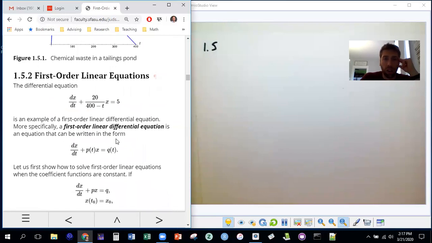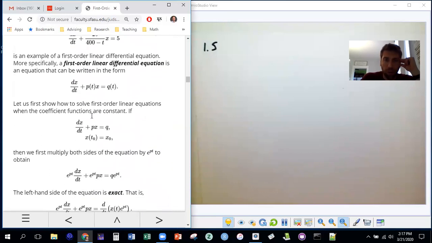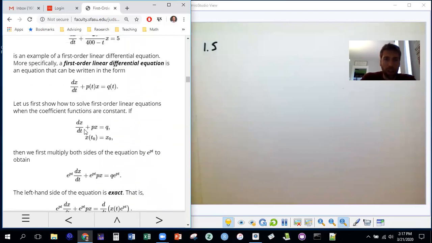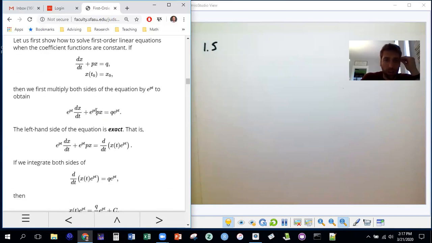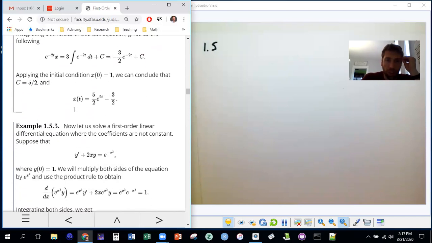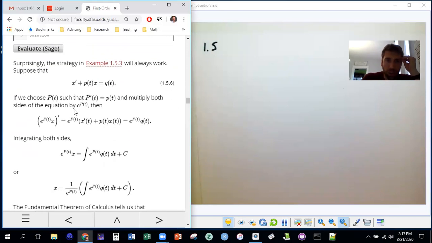Okay, now here, 1.5.2, they handled the situation where instead of a function of t and a function of t, they were constant. And so if they're constant, you can multiply both sides by this term, which again, we'll figure out why that term is there in a second. And then here's example 5.2, example 5.3. They're both really good. I recommend trying them and figuring out how the SAGE works.